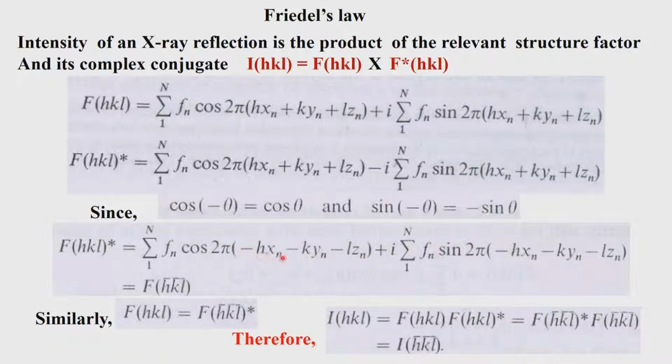That means we take -hxn, -kyn, -lzn as the possible coordinates of the atom instead of xn, yn, zn. So, that means we are now considering the centrosymmetric equivalent. For every x, y, z there is an x bar, y bar, z bar in a centrosymmetric system. So, here we are bringing that concept into the expression for F*(HKL) as the sum over 1 to n of fn cosine 2 pi (-hx - ky - lz) plus i times the sum over 1 to n of fn sine 2 pi (-hx - ky - lz).